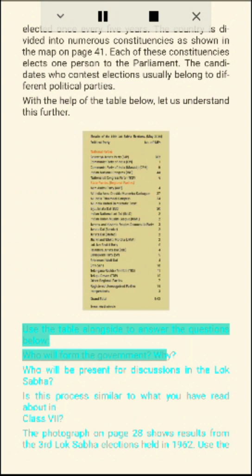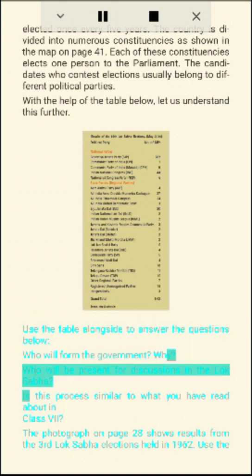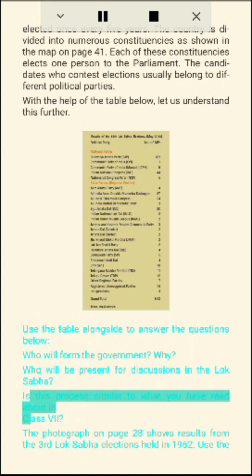With the help of the table below, let us understand this further. Use the table alongside to answer the questions below. Who will form the government? Why? Who will be present for discussions in the Lok Sabha? Is this process similar to what you have read about in Class 7?